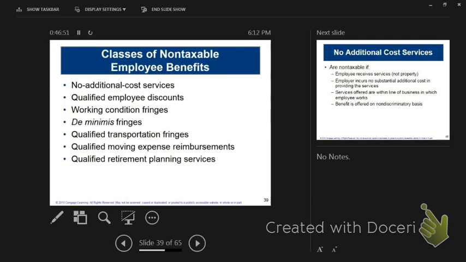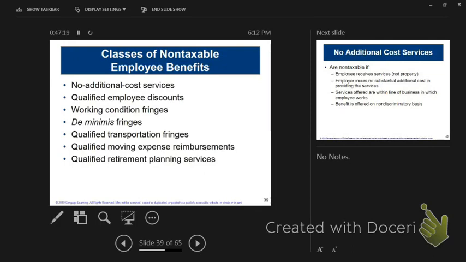All right, so these are employee benefits that are classified as non-taxable. So no-additional-cost services, qualified discounts, working condition fringes, so basically benefits you get at work. What would those be? Just small things. What are some small benefits you get at work? Free long distance, free computer services, free soft drinks if you work somewhere. At Anheuser-Busch, you get 2 cases of beer a month. Those are working condition fringes.